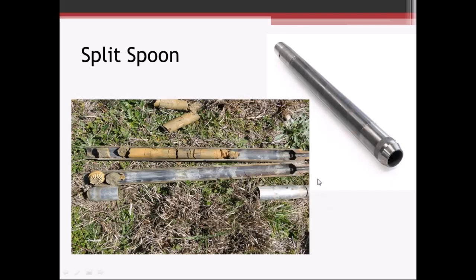So the split spoon sampler, that's the photo here. It's got an outside diameter of 2 inches. It's 2 feet long, and that's the primary sample collection tool that's used in our area with the soil boring rigs. And it can be used for all soil types. One of the limitations, though, is the inside opening is a 1 3/8 inch diameter. So it's not going to pick up gravel particles any larger than that.